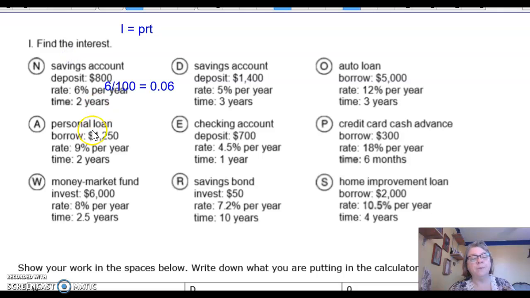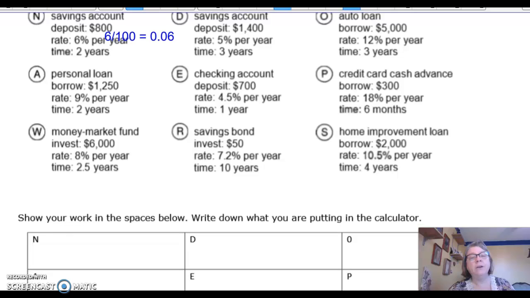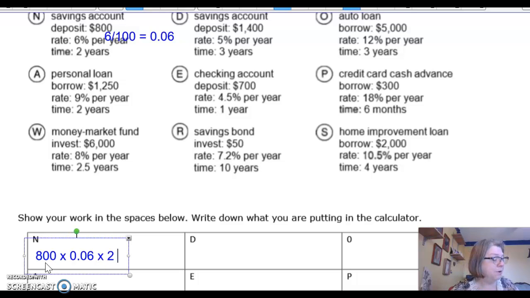So down here is where I'd like you to put the equation, and it's going to be 800 times 0.06 times 2, and you're going to type that together and you will get the answer. So if you'll type that into your calculator, you should get the answer 96.